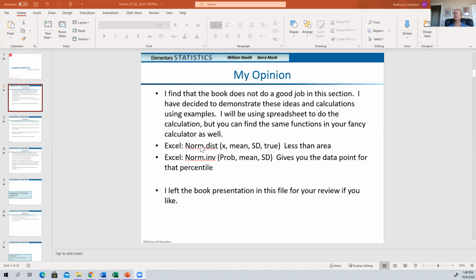And so we're going to be using two new distributions or functions, excuse me, in the spreadsheet. First one is norm.dist. And it's just like the norm.inv, except it's going to give you the area less than, but instead of using the z-score, it's using the point, which is x, and the mean and standard deviation. Remember, it always will be true, not only because it's continuous, but we're always going to be doing less than. And the next one is, given a probability or a percentile, and the mean and standard deviation, it'll give you a data point that corresponds to that percentile.